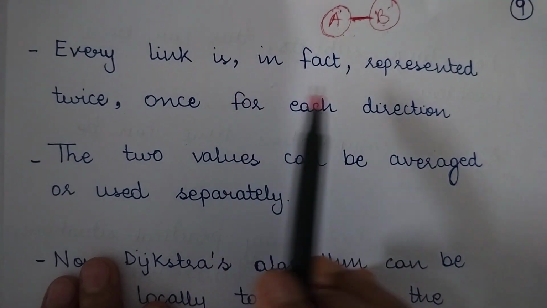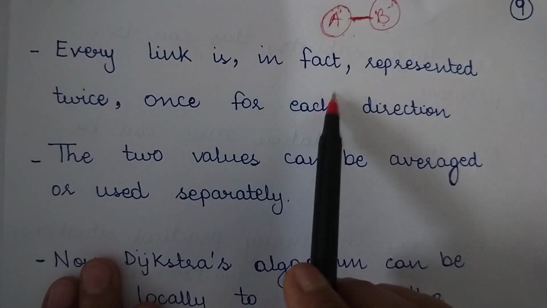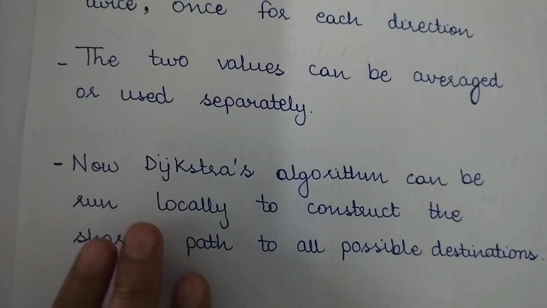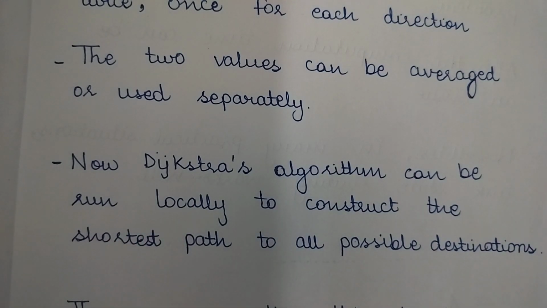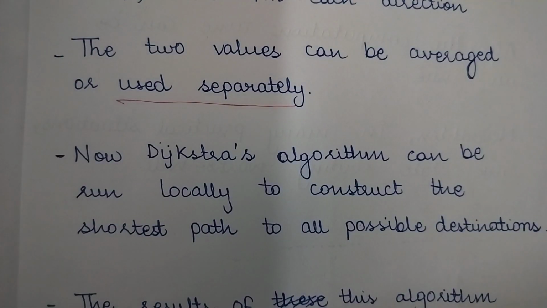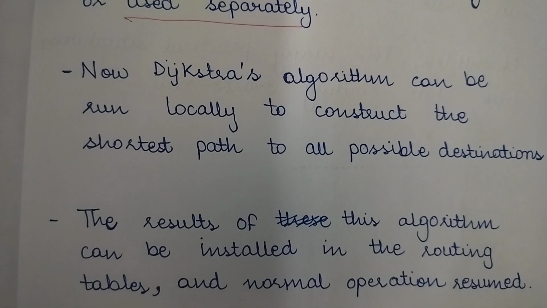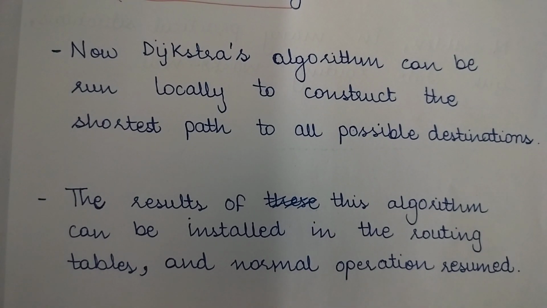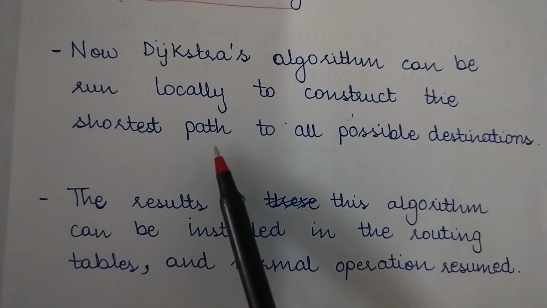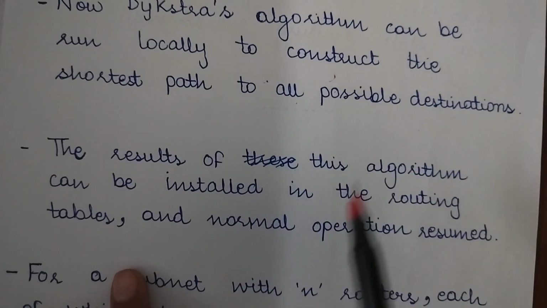So this way every link is represented twice, once for each direction, once from A to B and another time from B to A. So the two values can be averaged, right? The cost for A to B and back from B to A can be averaged, or you can use these values separately, once for A to B and another for B to A. Now you have to run Dijkstra's algorithm to find the shortest path from one router to every other router. That means Dijkstra's algorithm can be run locally to construct the shortest path to all possible destinations.